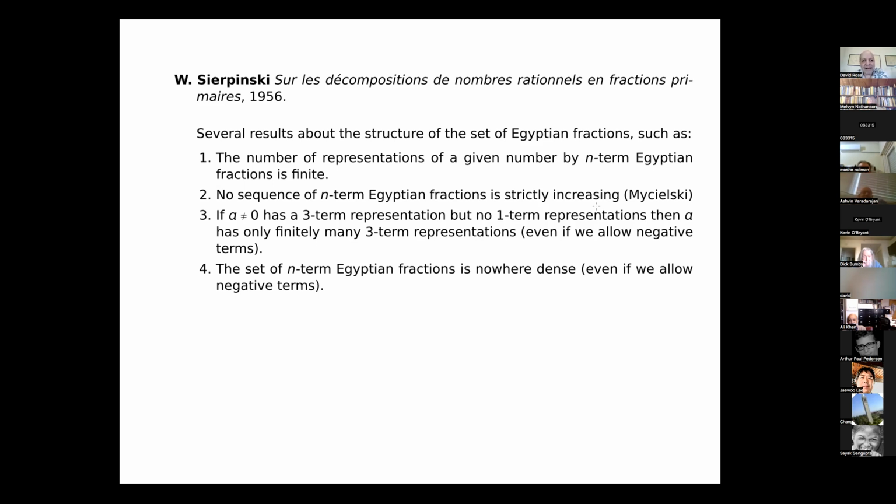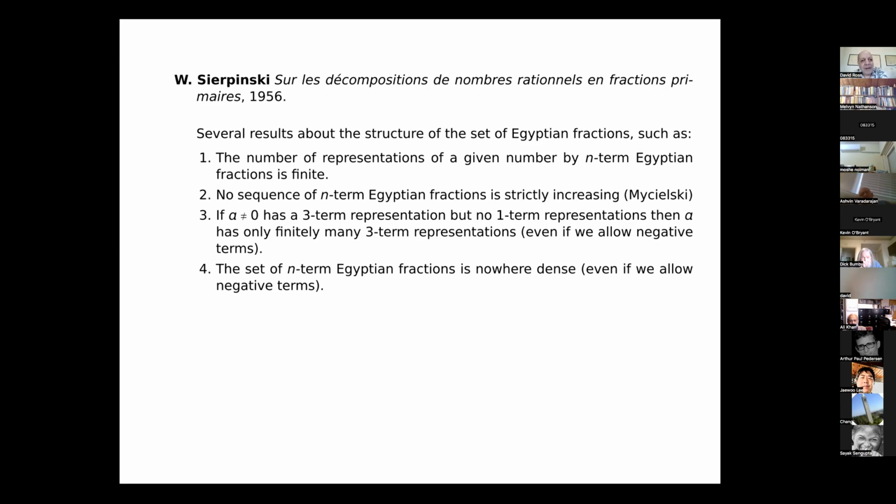Anyway, Sierpinski attributes this to Michalski in his paper. So I asked Michalski about this, and he said, "Oh, I don't remember the result, but it's a nice result. And I think I have a proof of it." And he sent me a proof, but it was actually the same proof that Sierpinski gives. So at least he's consistent.